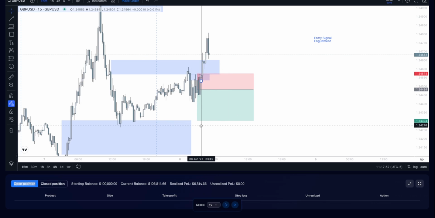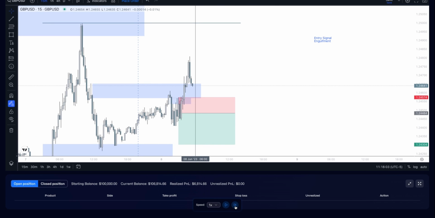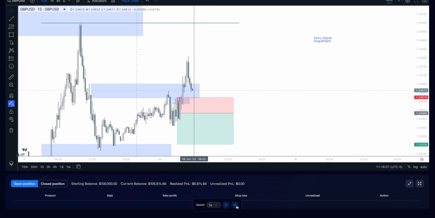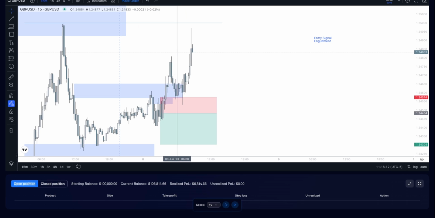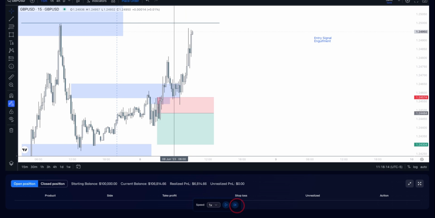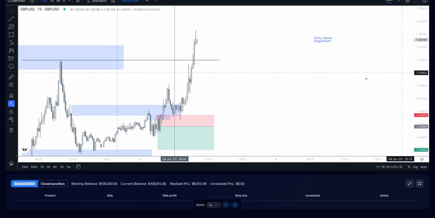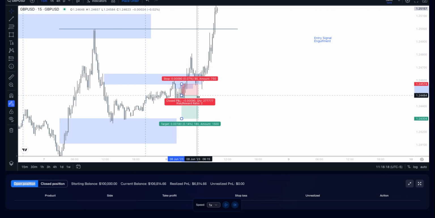London start, first hour, 3, 4, 5. So the London session's first 3 hours end right here. So there's potentially maybe a short opportunity, but it's towards the end of the session. So no. And it just continues up higher, higher, higher.